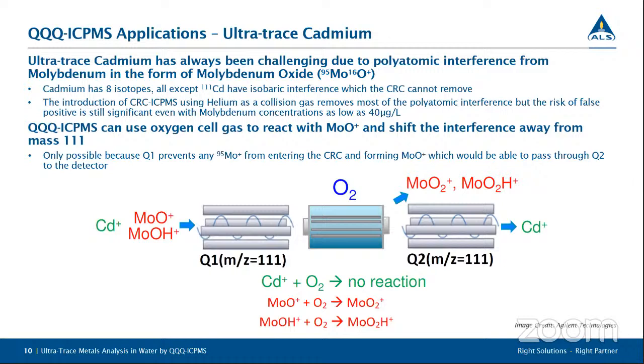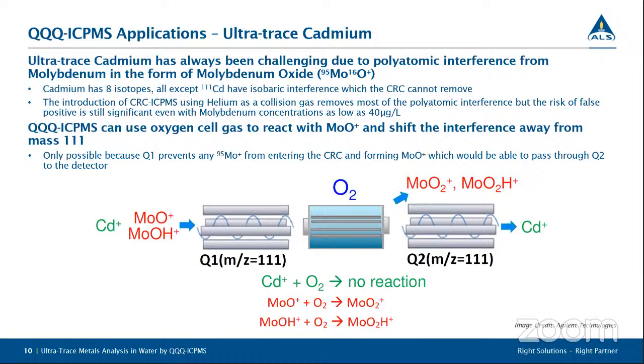So the image below shows how the MS/MS on mass mode removes polyatomic interference from cadmium. First, Q1 filters all ions except for those with a mass to charge ratio of 111. This prevents molybdenum-95 from entering the cell and forming molybdenum oxide, which is what would happen if you were to use oxygen in a standard collision cell instrument that didn't have a set of quads in front of the cell.